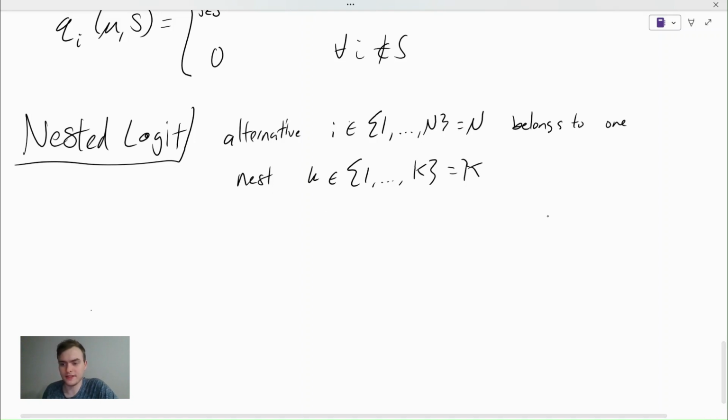And then the alternative is chosen first by choosing the corresponding nest, and then the alternative. So the customer decides what category of products they want, and then within that category, they choose the specific product.